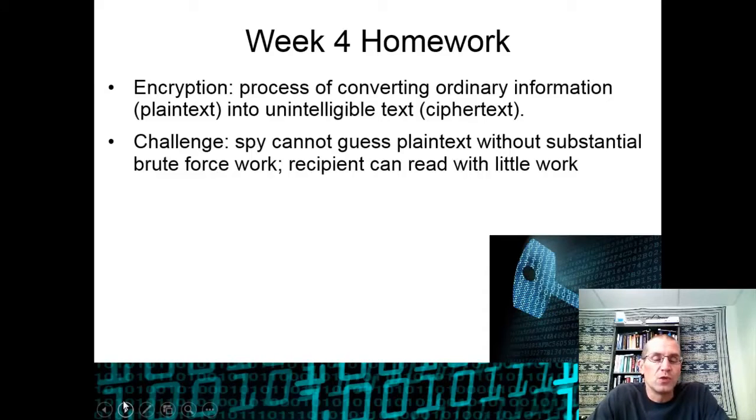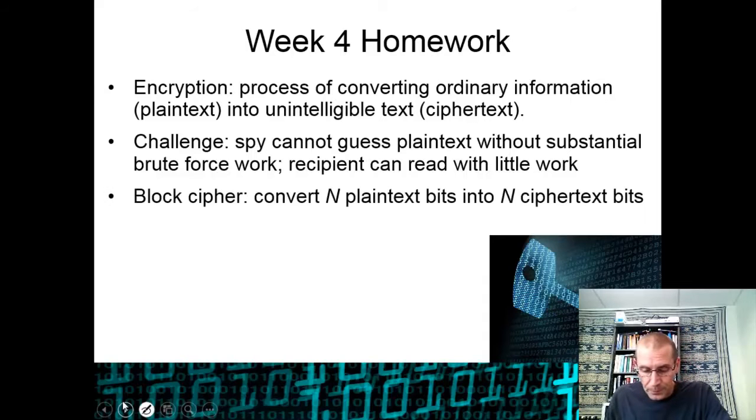Any encryption is going to be susceptible to brute force. You can always just try every single possible combination. But usually, if your encryption is good, it requires so much work that a spy wouldn't be able to do that in a reasonable amount of time.